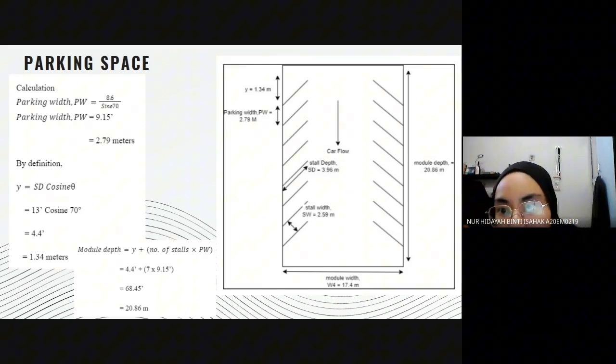We can see the stall depth SD is 3.96 meters, stall width SW is 2.59 meters, and the module depth we calculated just now is 20.86 meters. The parking width is 2.79 meters, and for the module width we use W4, which gives us 70.4 meters.